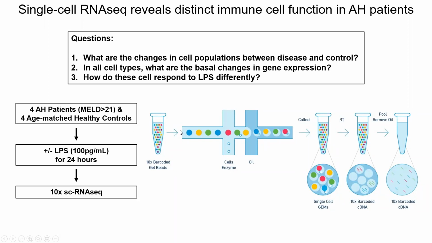Actually, just to add one extra layer of complexity, we took the cells and ex vivo stimulated them with this low-dose LPS that we mentioned before, this ultra-low-dose LPS of 100 picograms per mil. We treated them for about 24 hours to replicate the long-term exposure to LPS that a lot of these patients would experience. And then we performed 10x single-cell RNA sequencing.